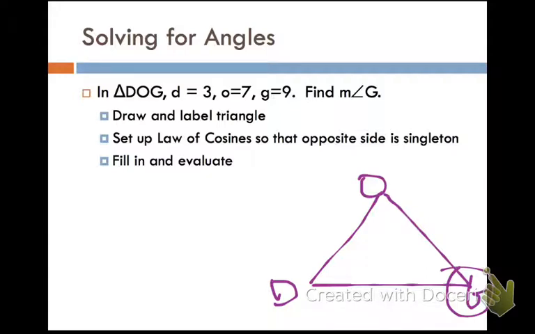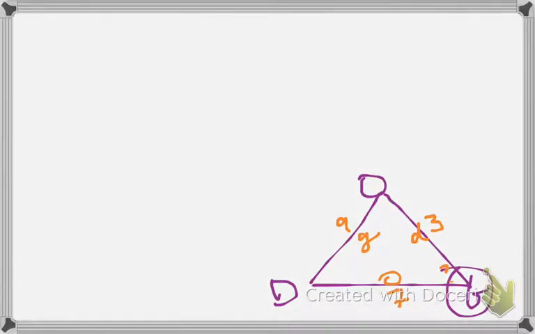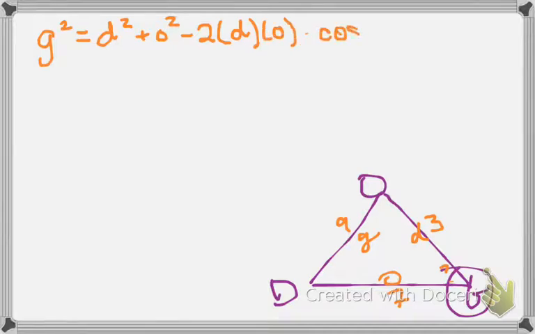So let's label these. Side D is 3. Side O is 7. Side G is 9. And we want to know angle G. So I'm going to switch over to that blank canvas, and we're going to set up the law of cosines. If I want to know angle G, I need G squared by itself. Then the other two sides, D squared plus O squared minus 2 times D times O times the cosine of G. So don't forget to take the inverse cosine at the end.